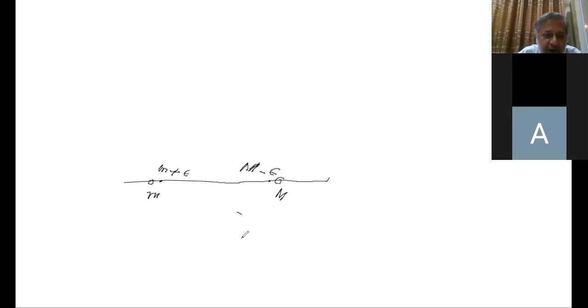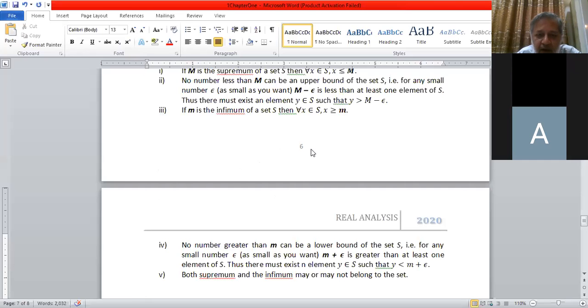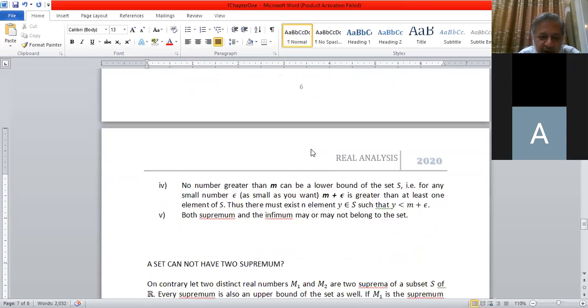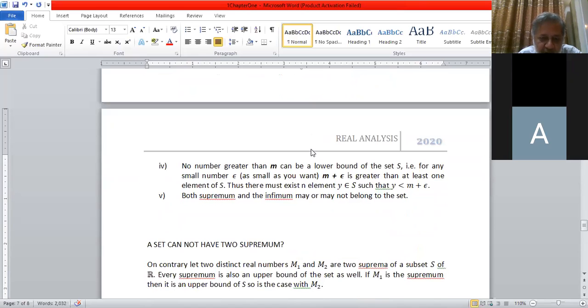Going back to the worksheet, in these notes, whatever I've just demonstrated in the picture, these 3-4 points are describing that. Now, can a set have two suprema? Taking what we just discussed, it is not possible that there are two suprema or two infima.